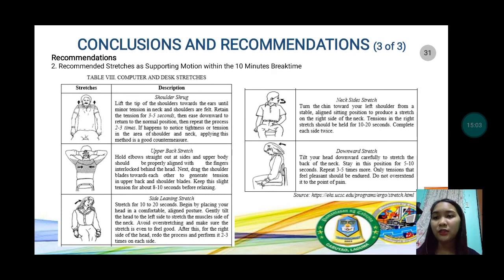Another recommendation is the recommended stretches as supporting motions within the 10 minutes break time. The first motion is the shoulder shrug. Another is the upper back stretch. Next is the side leaning stretch, and next is the neck side stretch, and the last one is the downward stretch.